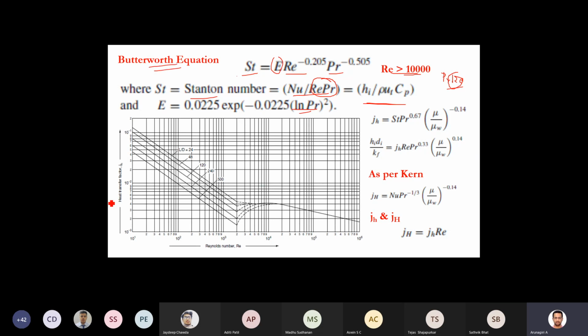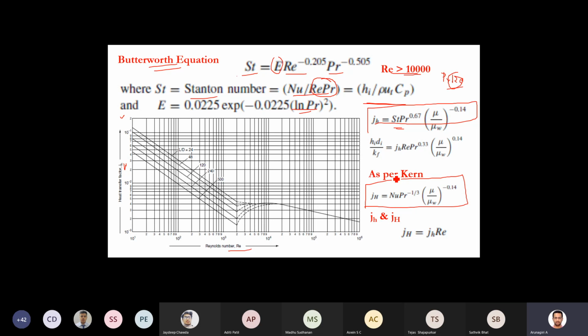Okay. Or you can use the chart to calculate the heat transfer coefficient. So you know the Reynolds number, so you know the heat transfer factor. So this is the equation normally used, correct? Or as per Coulson, you can use this equation. Okay. So here you have this small jh, correct? So jh is equal to Stanton number, Prandtl number power 0.67 into mu by mu W power minus 0.14. So Stanton number you know, that is Nusselt number by Reynolds number and Prandtl number. So you take the Sieder-Tate equation, divide both sides by Reynolds number and Prandtl number, and you will get this equation.